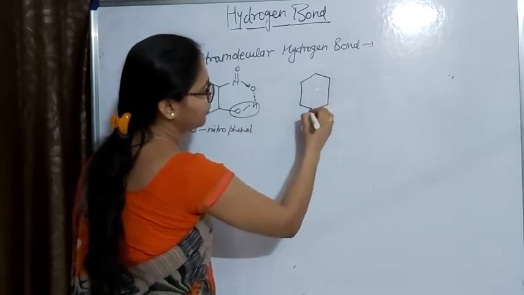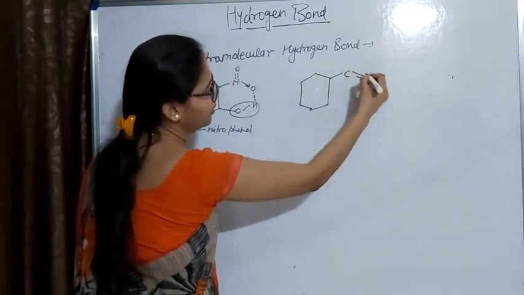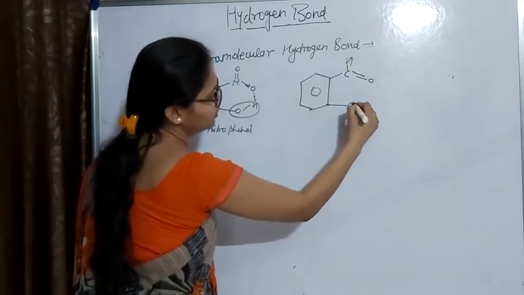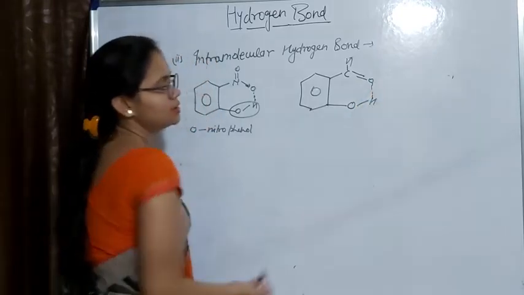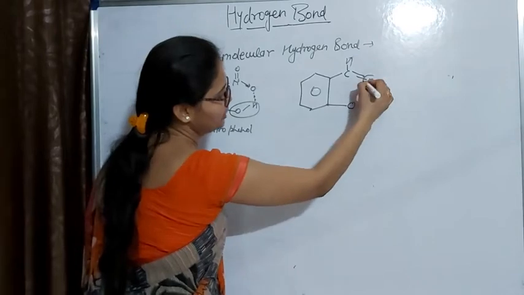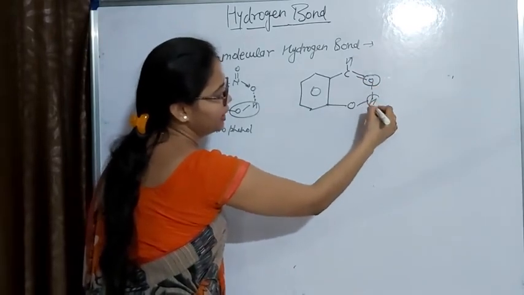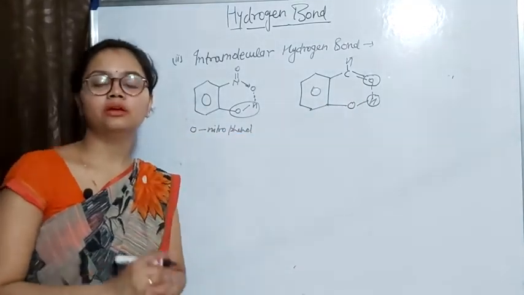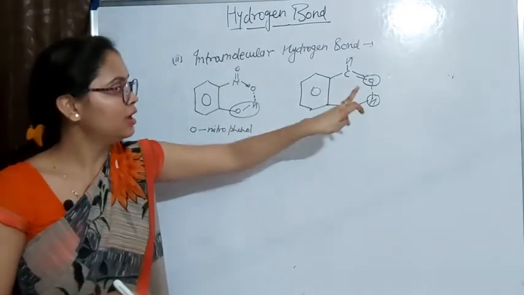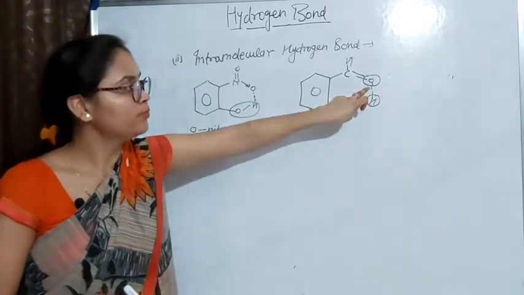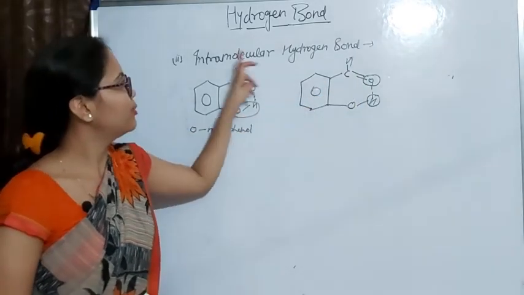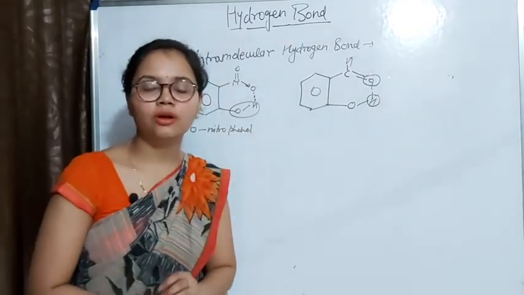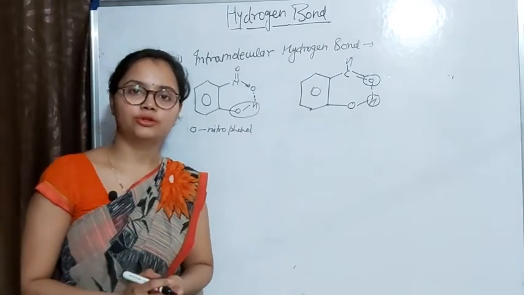You can take one more example, salicylaldehyde. In salicylaldehyde you can see here the oxygen of the aldehyde group and the hydrogen of the alcohol group are forming a hydrogen bond. So whenever a hydrogen bond forms between hydrogen and a highly electronegative element which is present in the same molecule, this type of bonding is known as an intramolecular hydrogen bond. So this is about the introduction of hydrogen bond, how hydrogen bond forms, and the types of hydrogen bond, which are 2.